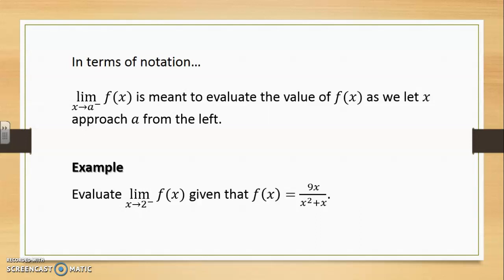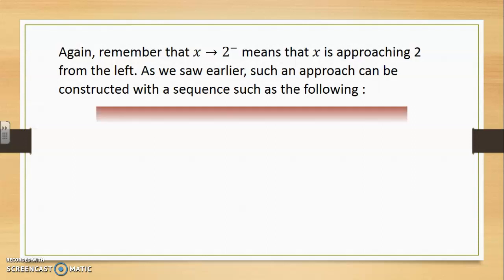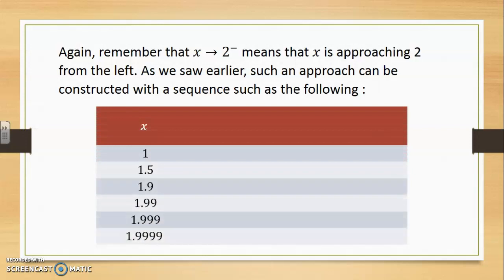For example, let's evaluate the limit of function f of x as x approaches 2 from the left, given that f of x is 9x over x squared plus 2. Again, remember that x approaching 2 minus means that x is approaching 2 from the left only. As we saw earlier, such an approach can be constructed with a sequence such as the following. So here are sequences of numbers that are approaching 2 from the left.